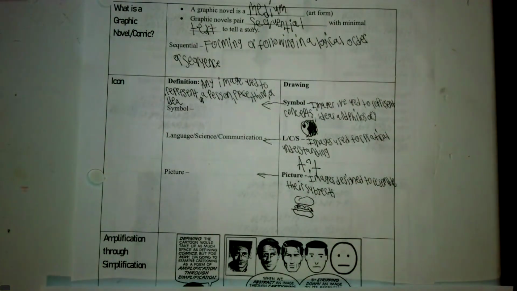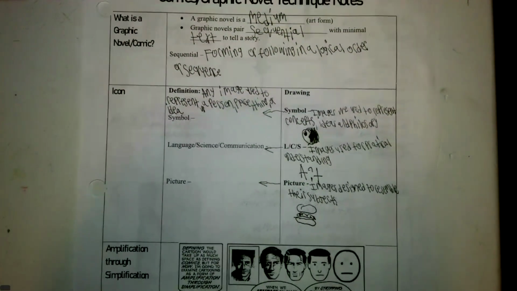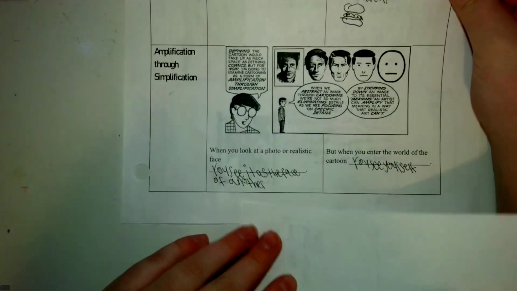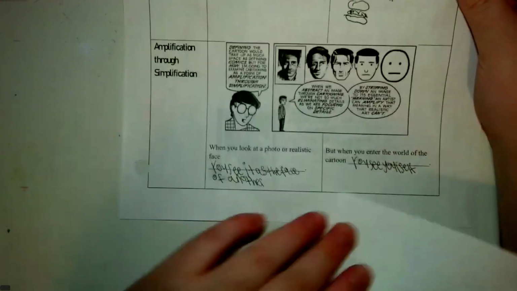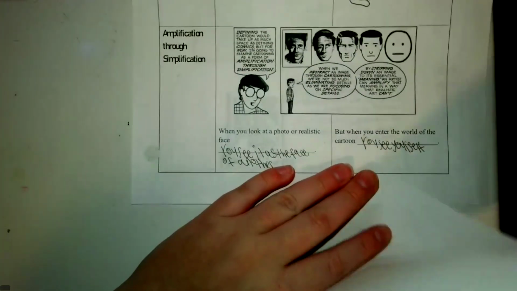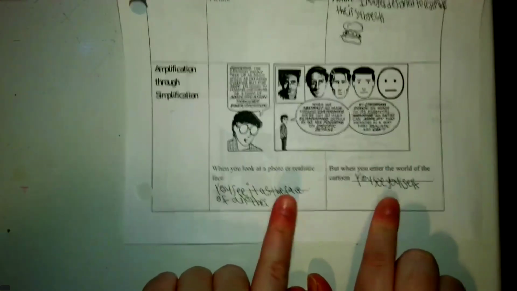Now we have amplification through simplification. I cannot pronounce that right. Amplification through simplification, that's not the best to pronounce. When you look at a photo or realistic face, you see it as the face of another. But when you enter the world of the cartoon, you see yourself. Now comment down below what you think that means to you.